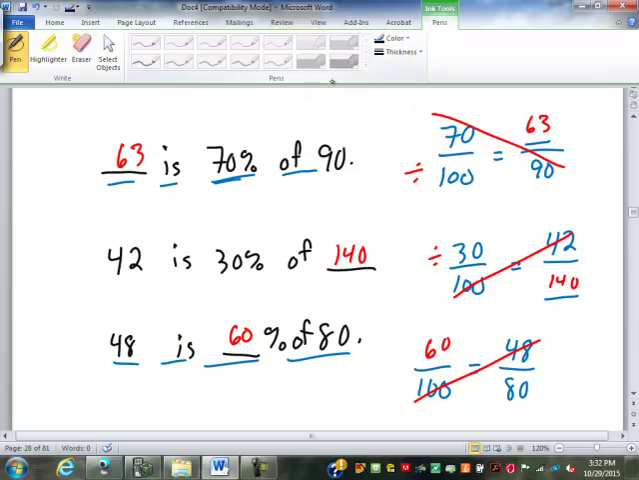How many of those look familiar to you? A lot. Everybody got all three of them right? Yes. Good deal.